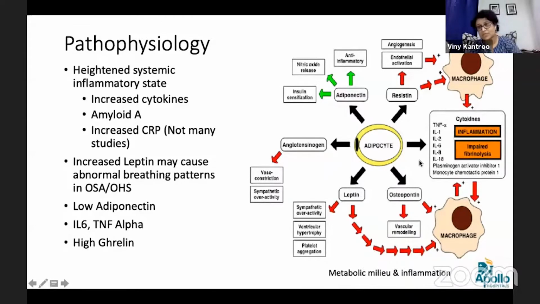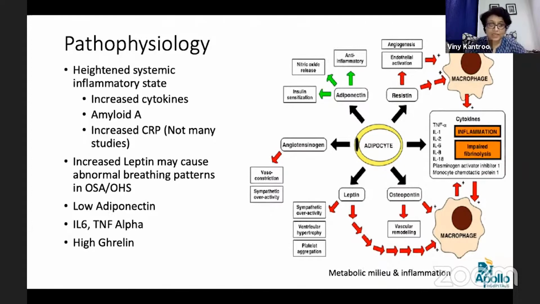Now, these are mostly stimulants for the macrophages, which increase your inflammation process and hence lead to endothelial activation, angiotensin activation, vasoconstriction, as well as sympathetic overactivity. Adiponectin is one of the factors which is actually anti-inflammatory and causes nitric oxide release, which we all know is a vasodilator, and it increases your insulin sensitization. The consequence of all this is an inflammatory milieu which is self-sustaining in the body, both in obesity as well as OSA, hence leading to mechanisms which cause increased cardiovascular morbidity and mortality, as well as other factors present in these patients.